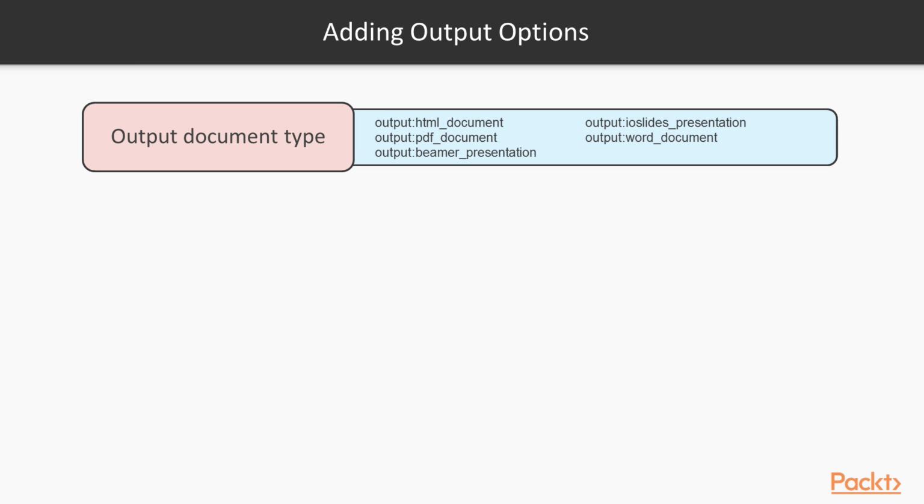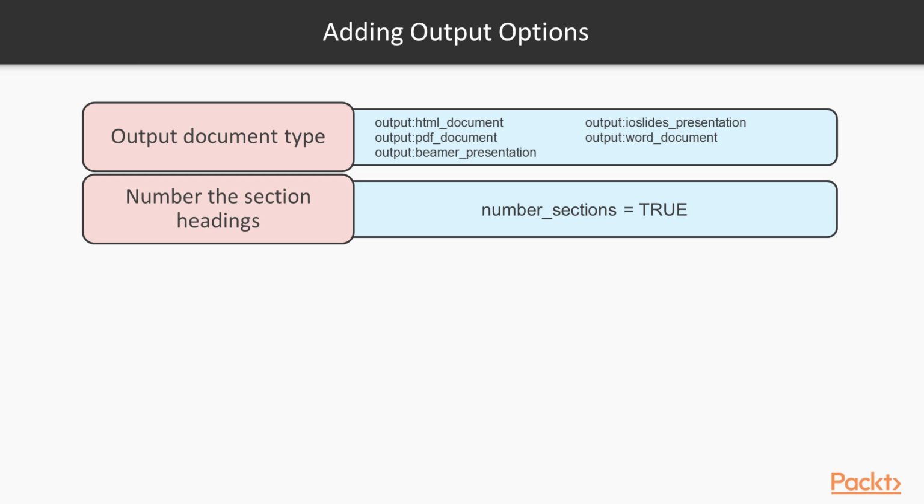The final subtopic of this video is adding output options. These output options can be added. Mention the type of output document to build. Number the section headings. If the sections are not named, then they're incrementally numbered.